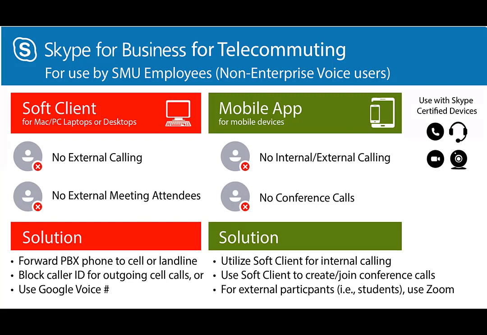So as we were thinking about these gaps for telecommuters, we had a few solutions for you that we wanted to propose. One is, before you leave for telecommuting, you want to forward your PBX phone to a cell phone or a landline at home. This will enable you to receive incoming calls. I've heard from a few constituents across campus that they're concerned about outgoing calls from their cell phone or personal landline to students and to others outside of the university. So you can block caller ID for cell phone calls. I believe it's star 67. And another colleague of mine recommended using a Google Voice number, which is a free service.